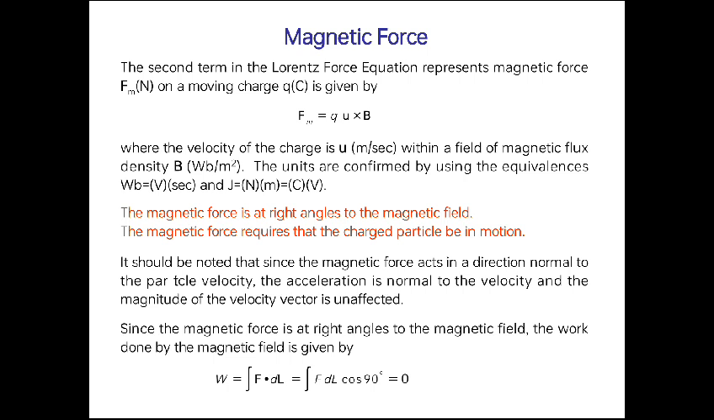Since the magnetic force is at right angle to magnetic field, the work done by the magnetic field is given by the formula W is equal to integral over force into the differential length. Here it will become force into dl cos 90 degree. So since cos 90 is 0, it will be equal to 0.